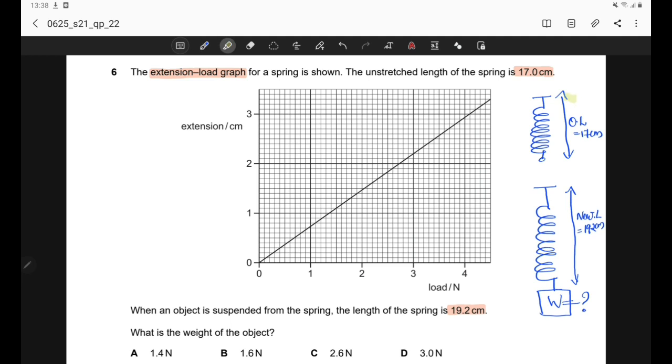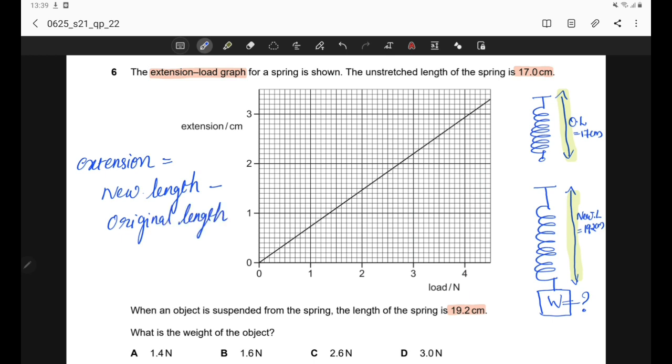So here we have the original length and the new length, so we can calculate the extension. If we know the extension, we can find its corresponding load from the graph. First we can find the extension using the equation: extension of a spring is equal to its new length minus its original length, or its initial length before adding the mass.